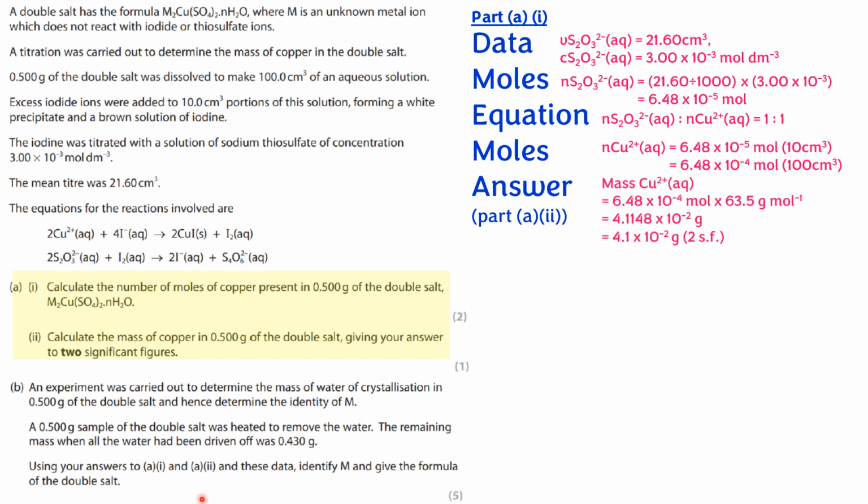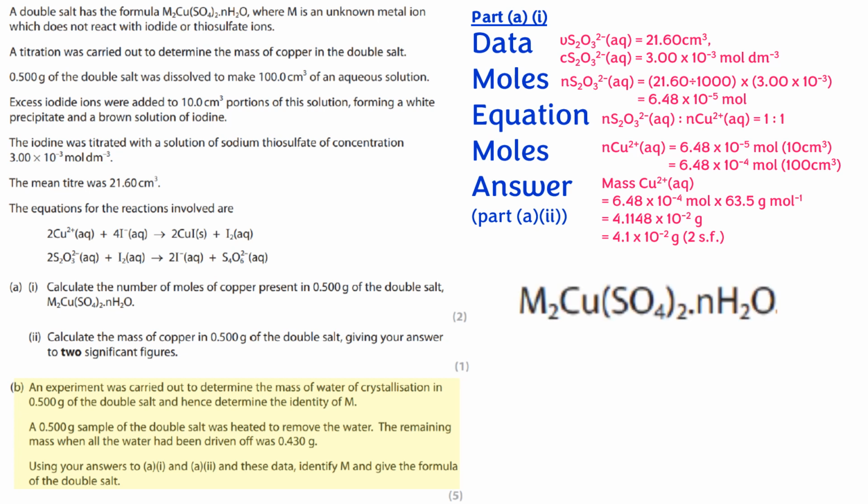So if you multiply that by the molar mass of copper, that gives us 4.1148 times 10 to the minus 2, which to two significant figures is 4.1 times 10 to the minus 2. So the next thing to do is to have a look at the final part. If we take a closer look at the formula, we need to work out the moles of water of crystallization.